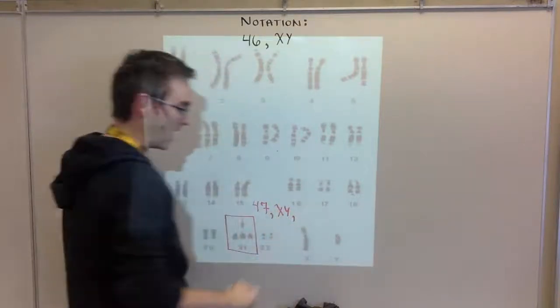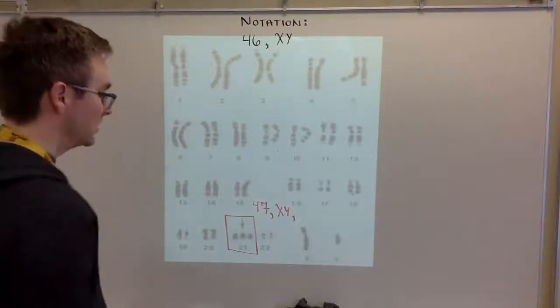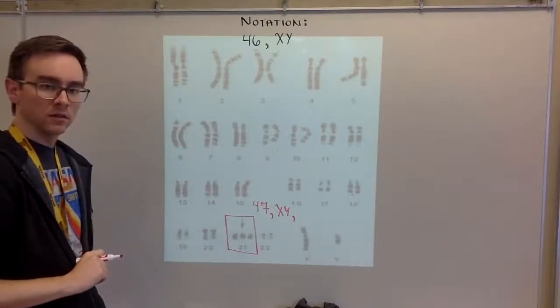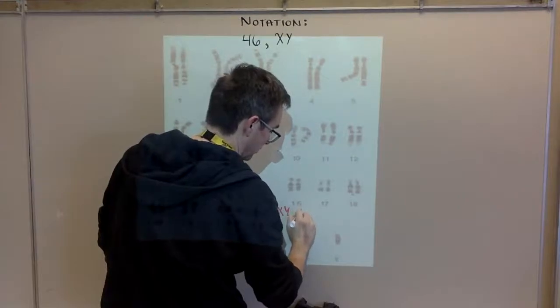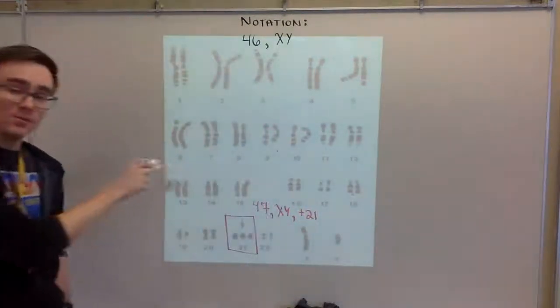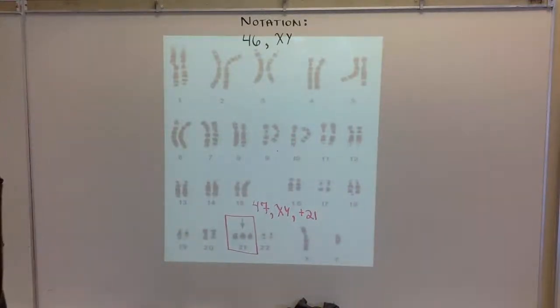This individual is an X and a Y, so they are male. But now we have to add a third one here because there has been a mistake, and it identifies this mistake. We have an extra 21, which means we would write plus 21. And that tells me which one we have that is missing, or that we have added extra.